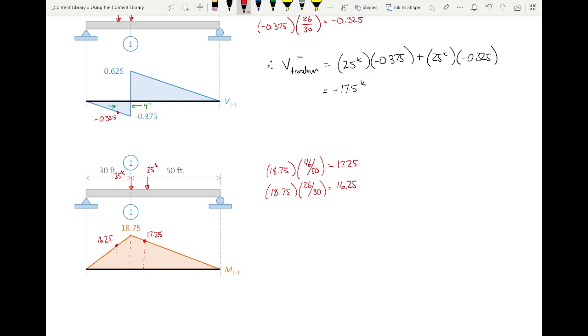With me so far? So therefore, the moment tandem, or the maximum positive moment from the tandem, is 25 kips times 17.25 plus 25 kips times 18.75, right? We're taking the two largest ones, right? This one and that one. Those are the two that we're using. Maybe I'll highlight those. That and that. And so what do we get from that? 900.